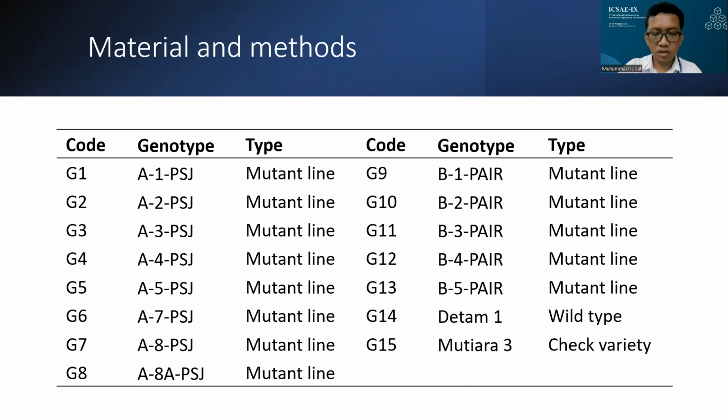We tested 13 mutant lines. These lines were the G7 generation, derived from the Datam 1 variety. This is a national variety for black soybean. But we also compared these lines with Mutiara 3. This is a variety developed from gamma rays irradiation.